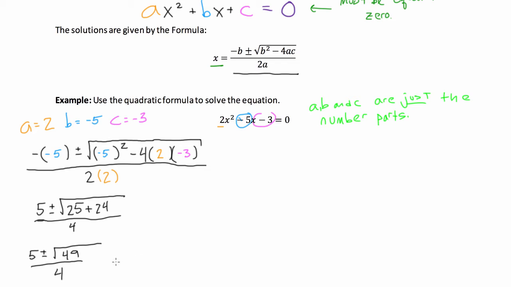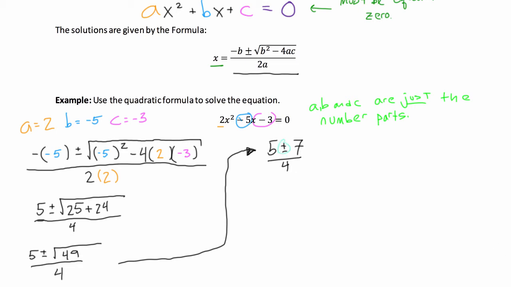And then 49 is one of my nice numbers that's a perfect square. You can always use the radical button on your calculator to do this too, and that's something we'll talk about a little bit in class. I have 5 plus or minus the square root of 49, which is 7, over 4. And now we're going to deal with what this plus minus symbol is all about.